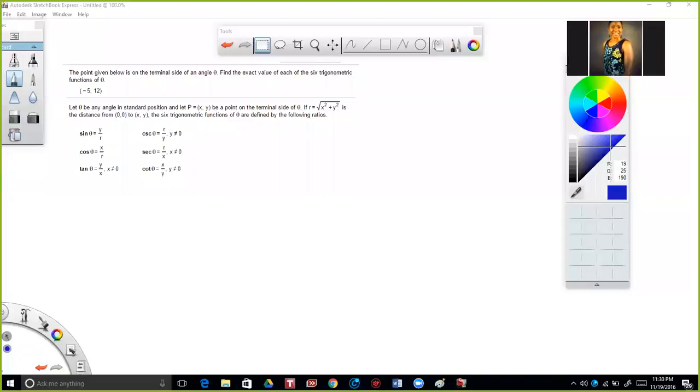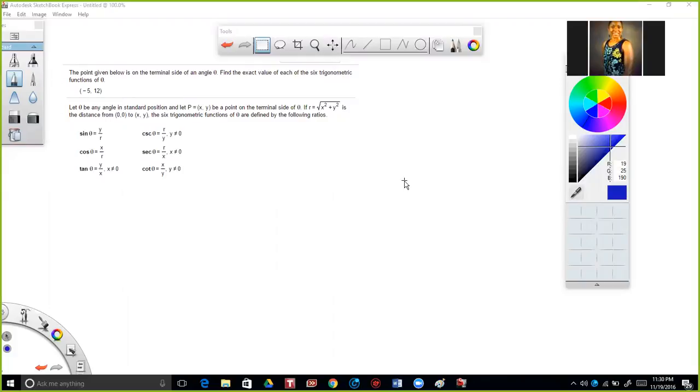Okay, today we're going to go over finding the trig functions with a given point. So let's look at this example. The point given below is on the terminal side of an angle theta. Find the exact value of each of the 6 trig functions of theta. All right, so basically we're given an x value and a y value.